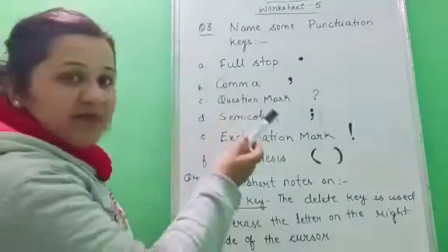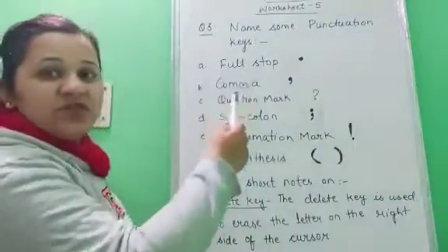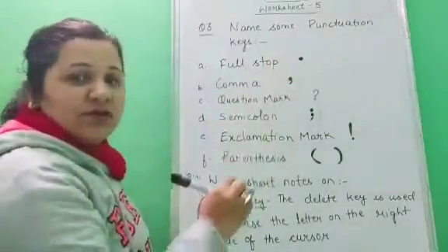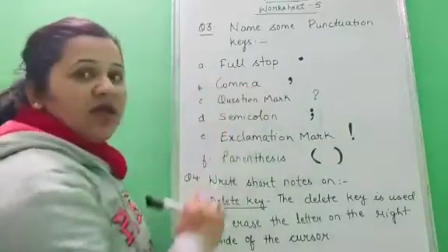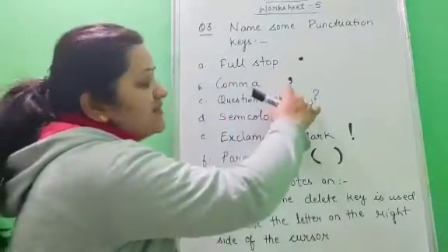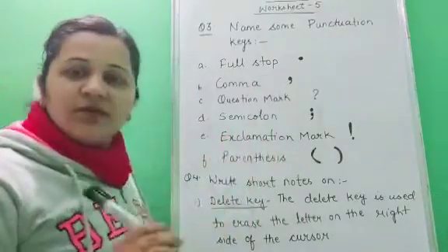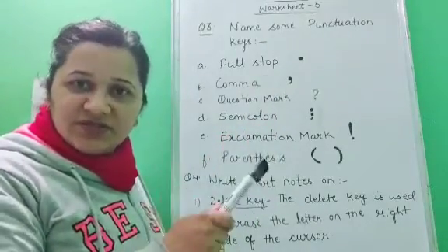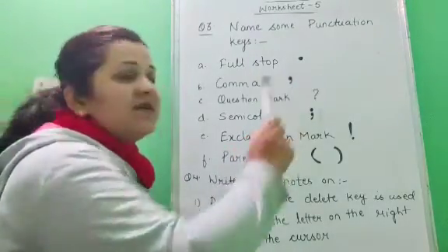Now there are some examples. Full stop, F-U-L-L, full, S-T-O-P, stop. This is how a full stop looks. This is a dot. Next is comma, C-O-M-M-A, comma. This is how the comma symbol looks. Next is the question mark. Whenever you want to end any sentence with a question, you would use this question mark. So you have to press the key on which this symbol is present.